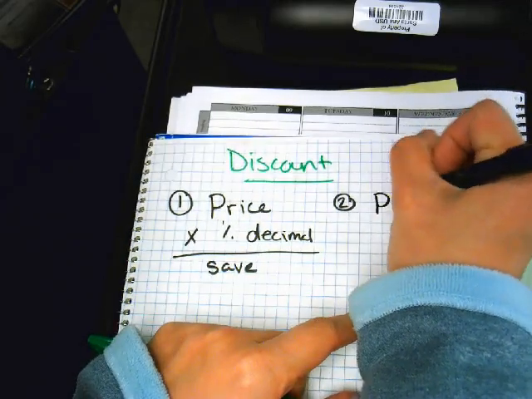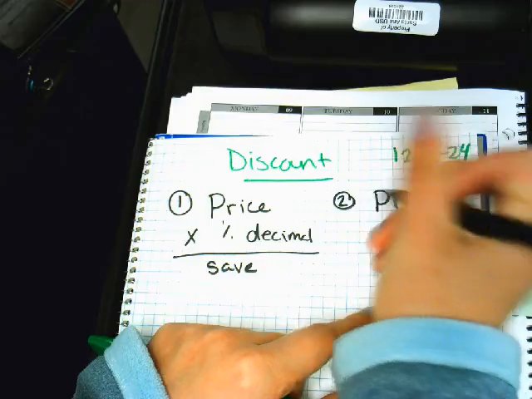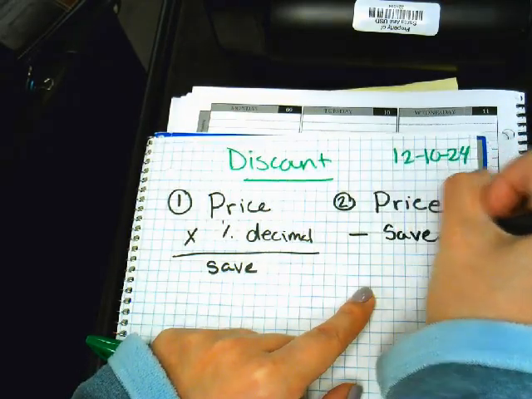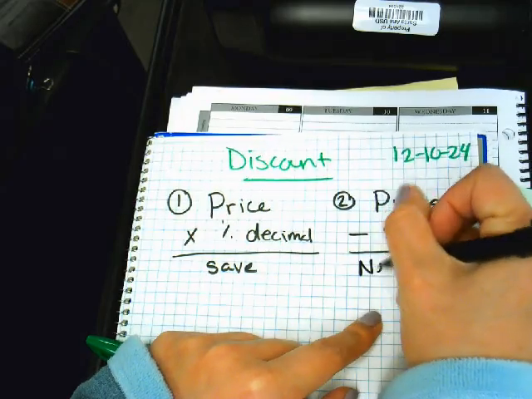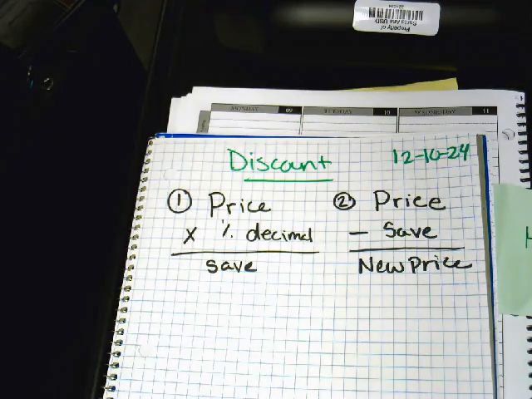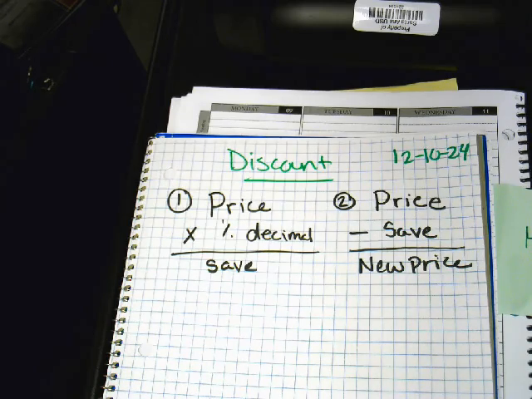Then you're going to take your price, and you're going to subtract how much you save, and that will give you your new price, your lower price. So if it says 25% off, it depends. Sometimes, like Juan said, we can save 2 cents. Sometimes we can save $50, $20, $5, whatever. The point is to save.